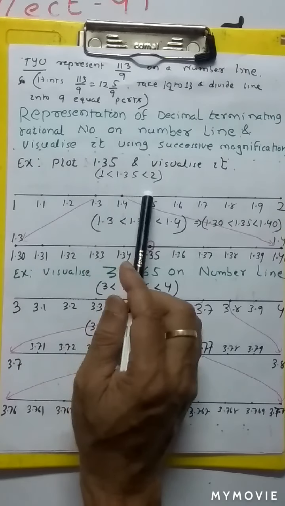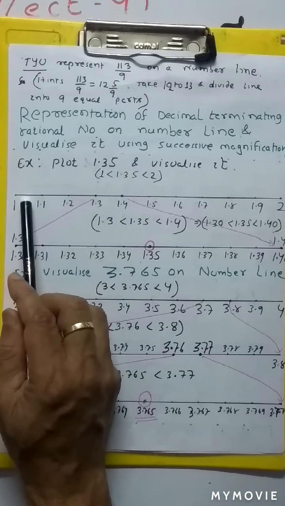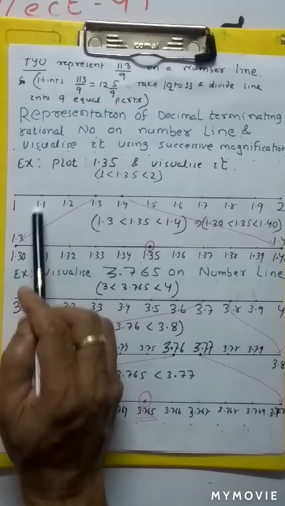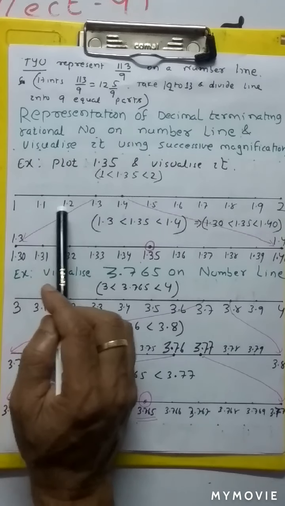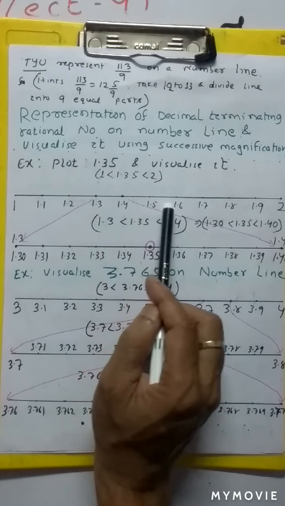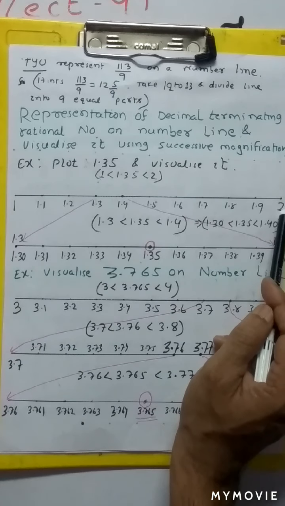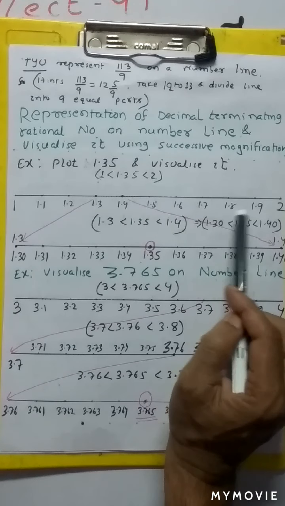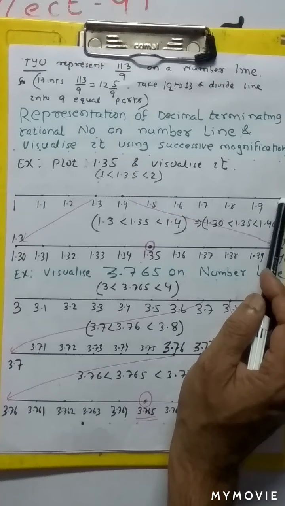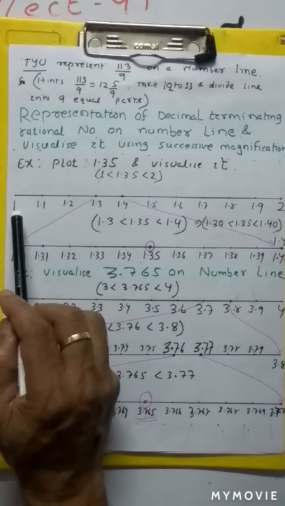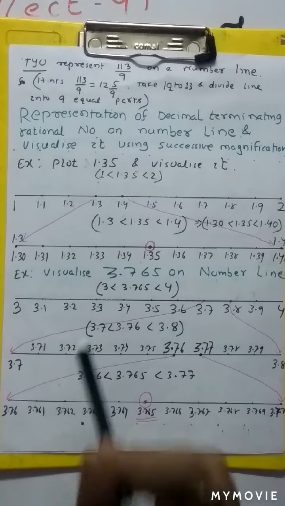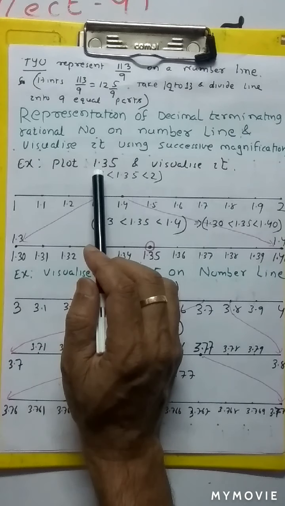This is the technique, this is the method. First what we'll do, suppose this is 1, this is 2. In between 1 and 2, I will divide equally into how many parts? 10 parts. So each part will be how much? 1 by 10. So if this is 1, the first division is 1.1, the second division is 1.2, 1.3. In this way, after the 10th division, you see, this is 1.8, 1.9, then 2.0. So this is 2.